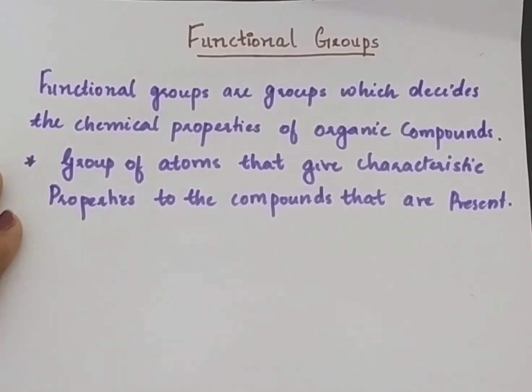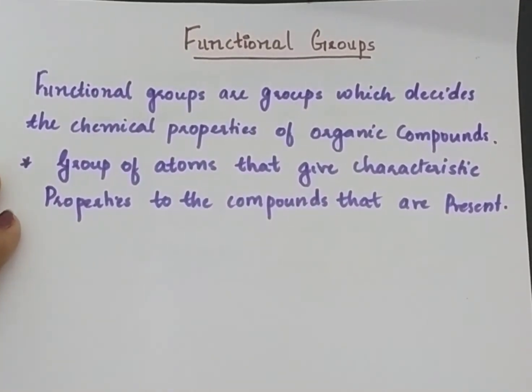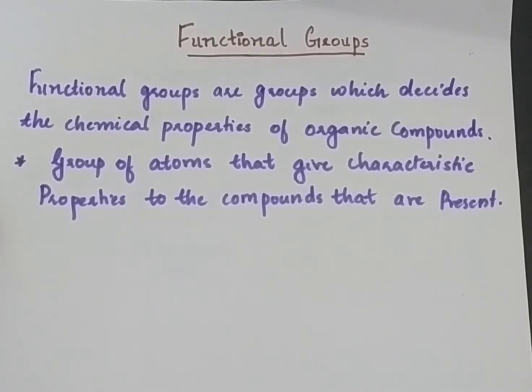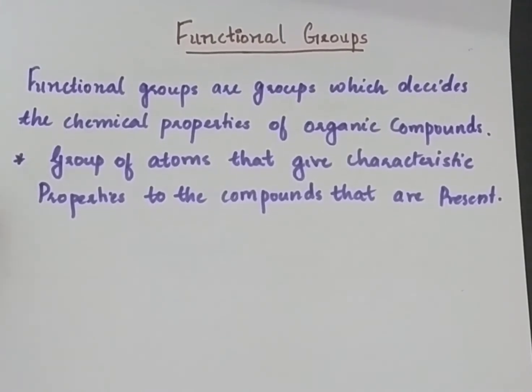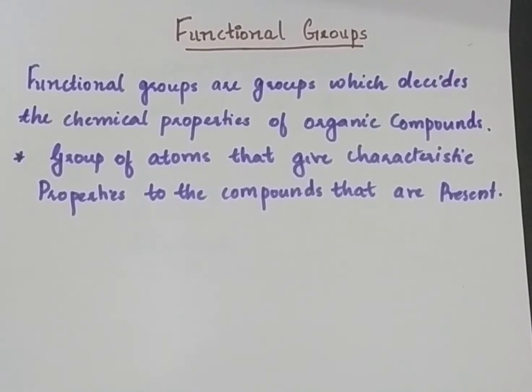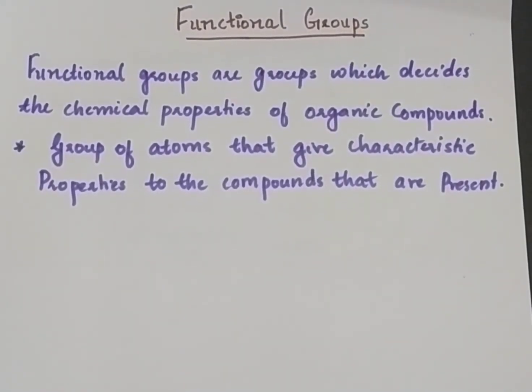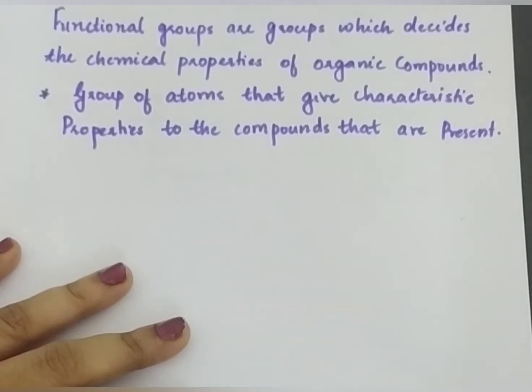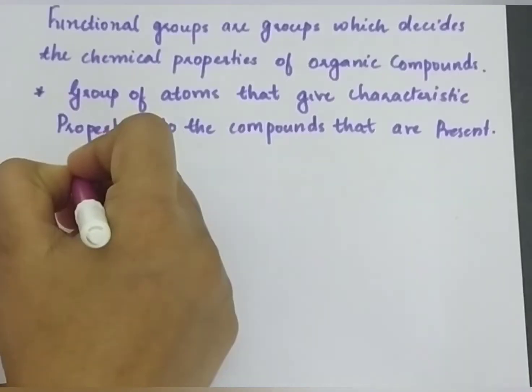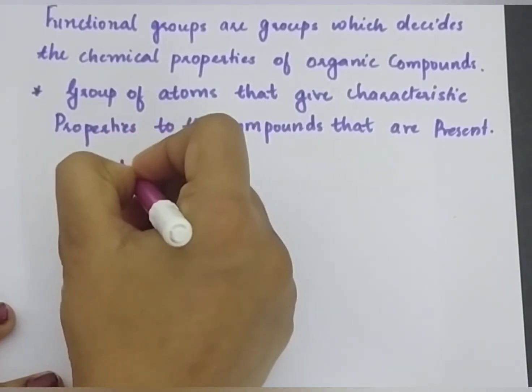So what are functional groups? They are groups which decide the chemical properties of organic compounds. Or they are groups of atoms that give characteristic properties to the compounds that are present. And these groups contain a heteroatom. Let's see what this is. Let's see one example, that is methane.